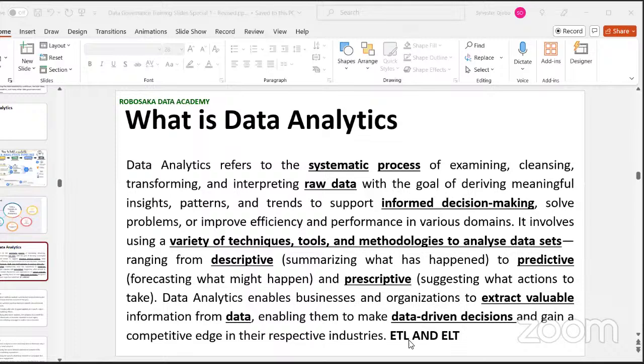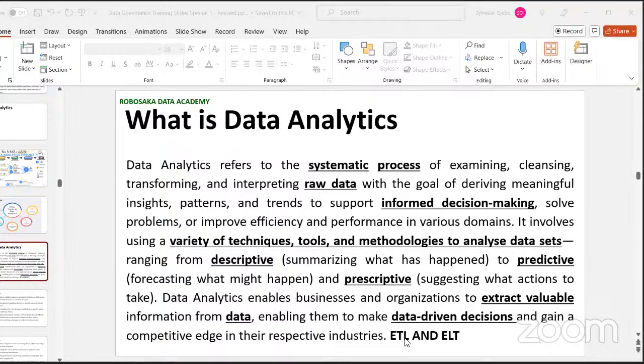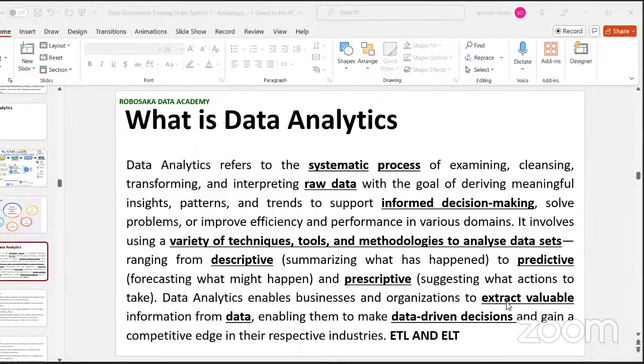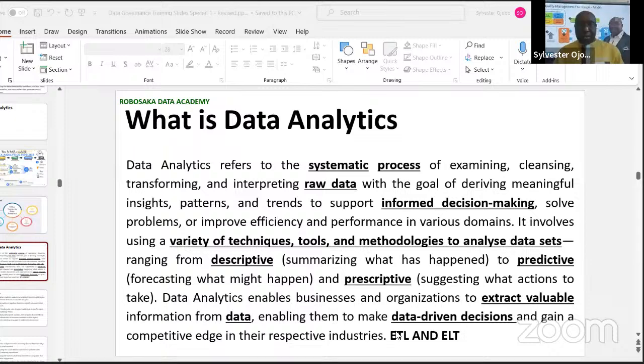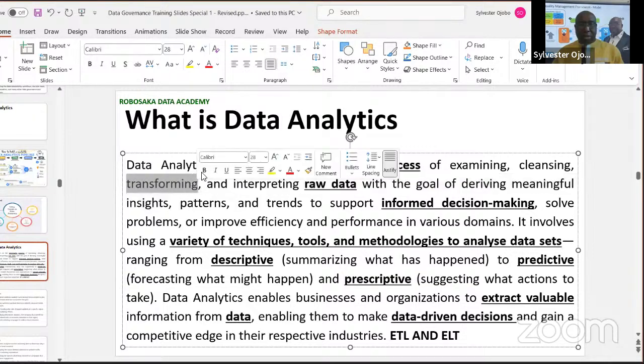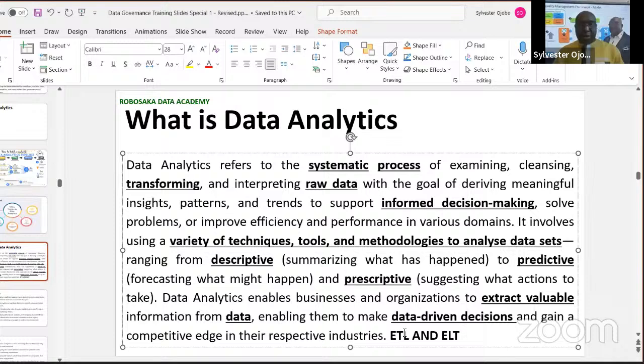Extract, transform, load. That is ETL. Extract, transform, what? Load. Did you see that? Okay, you extract valuable data, and you transform the data. Let me put it here, transforming. You transform the data and you load the data to a targeted database.